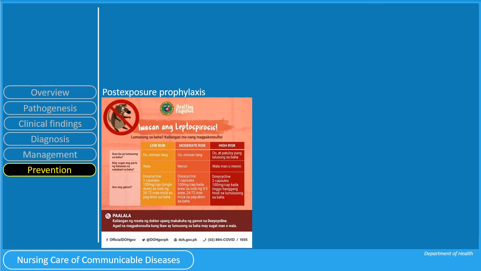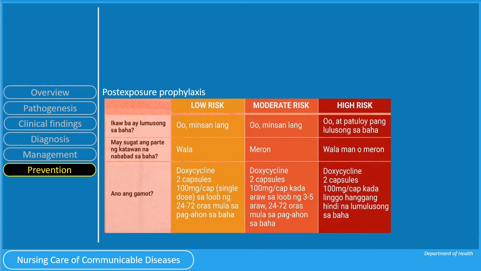This is an IEC material from DOH describing chemoprophylaxis, although it encourages people to seek consult before taking these medications. There are certain levels of risk. We have low risk, moderate risk, and high risk. You do not actually need to memorize the definition of each risk and the dosing of the medication. What is important is that you know that the post-exposure prophylaxis for leptospirosis uses your doxycycline medication. However, doxycycline is contraindicated in pregnancy, and for that reason, azithromycin is used instead as post-exposure prophylaxis in pregnant women. Those are the important points in the care of a patient with leptospirosis.